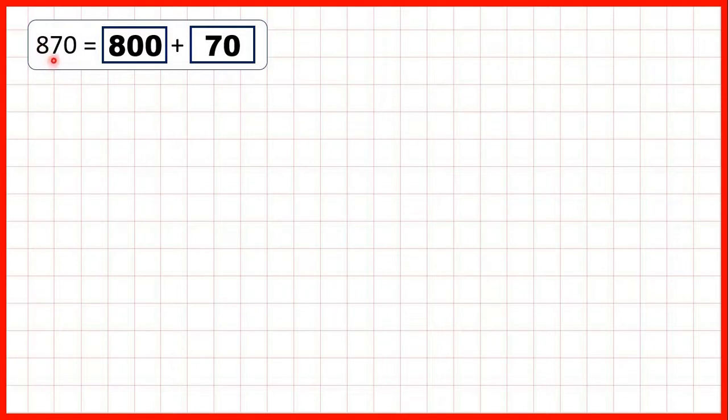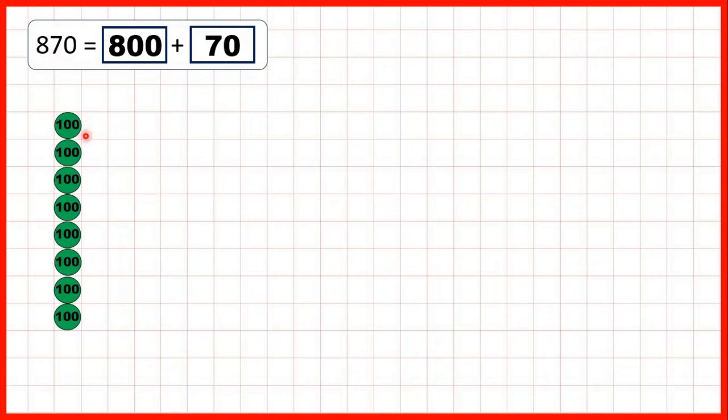Or for 870, we have an 8 in our hundreds, so we can show 8 hundreds counters to represent 800. And we have 7 in our tens, so we can show 7 tens counters, because if we have 7 tens, that gives us 70. And then, because we have a 0 as our ones digit, we don't need to show any ones counters. What we've represented here is 800 plus 70, or 870.